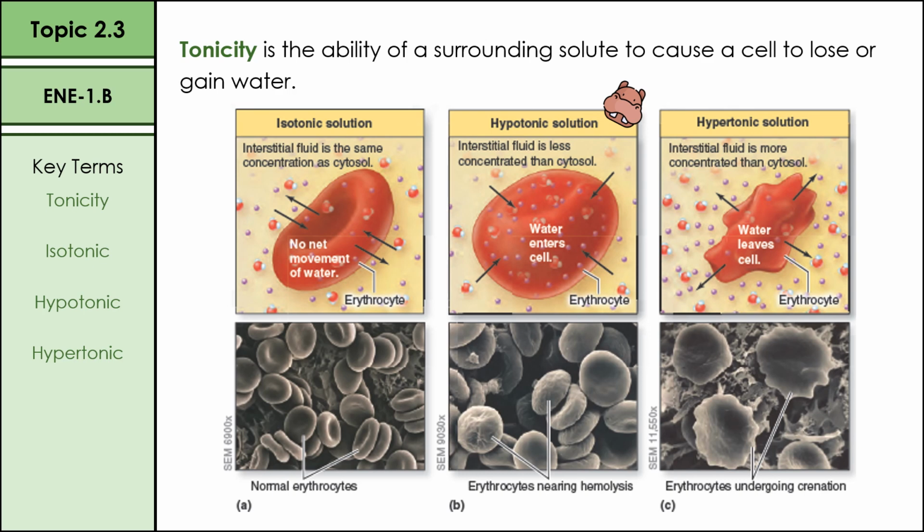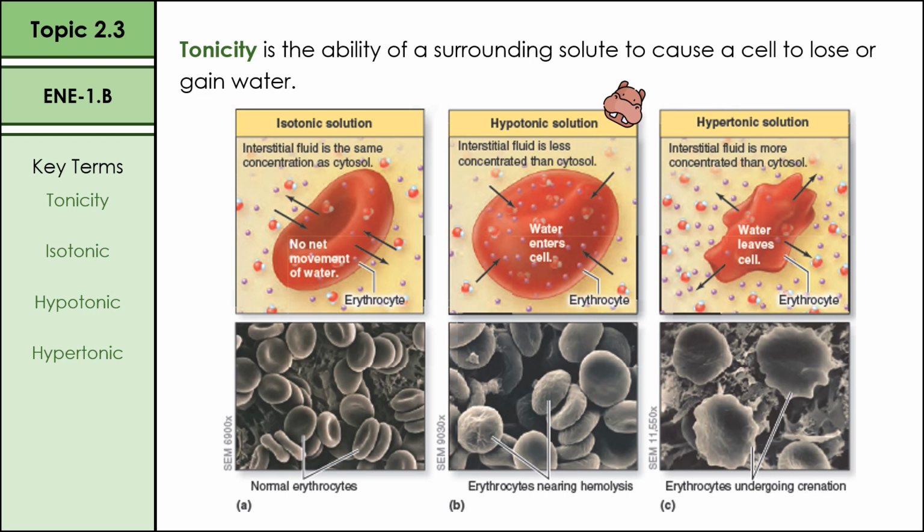And the outcome of these differences in water and the ability for it to travel while other molecules cannot plays into the idea of tonicity. Tonicity is the ability of a surrounding solute to cause a cell to lose or gain water. If that solute cannot cross the membrane, if it cannot diffuse, water will diffuse to even out the concentration. So we have 2 categories aside from what we would consider to be equal.